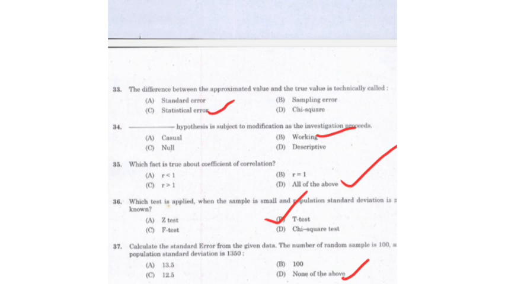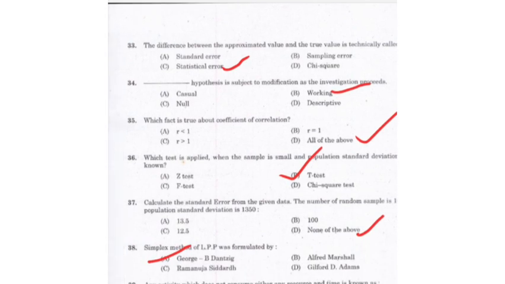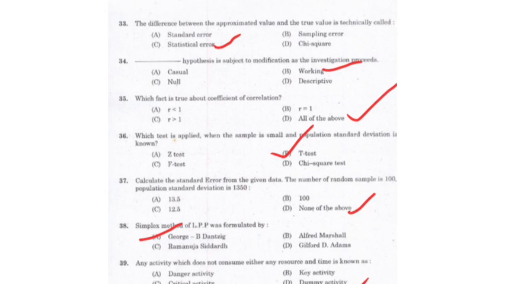And next question, dash hypothesis is subject to modification as the investigation proceeds. Casual hypothesis, working hypothesis, null hypothesis, and here the correct answer is working hypothesis. And the next question, which fact is true about coefficient of correlation? R less than 1, R equal to 1, R greater than 1. All of the above is the correct answer.